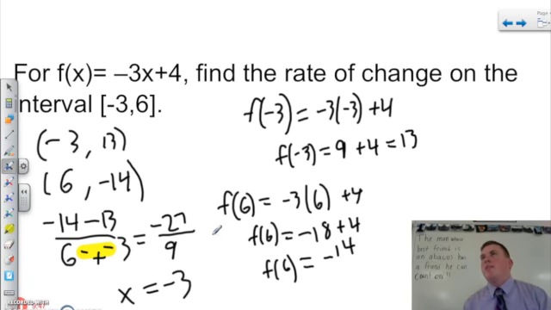Now, if we think back, we know that this is a linear function here, and we remember that linear functions have a constant rate of change. So the answer we found here should match the slope in the slope-intercept form, and we see that we actually do indeed match the negative 3 to the negative 3, which is pretty cool.